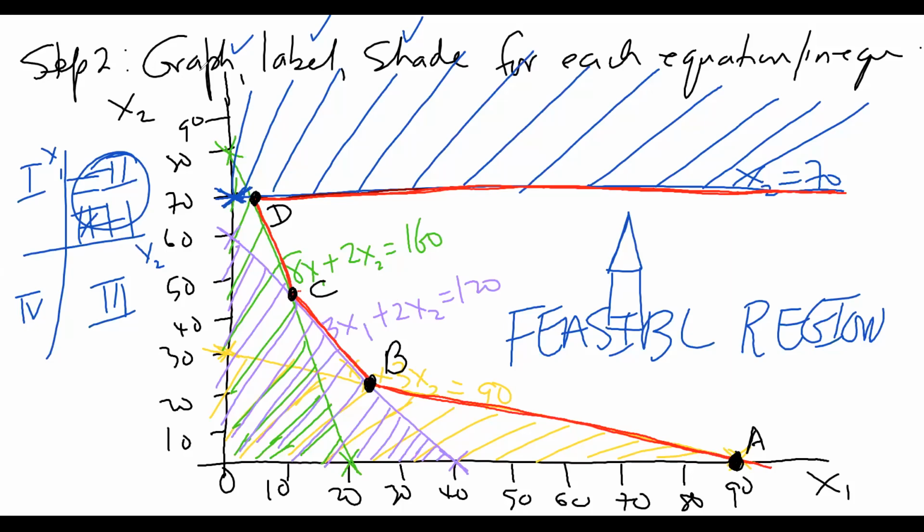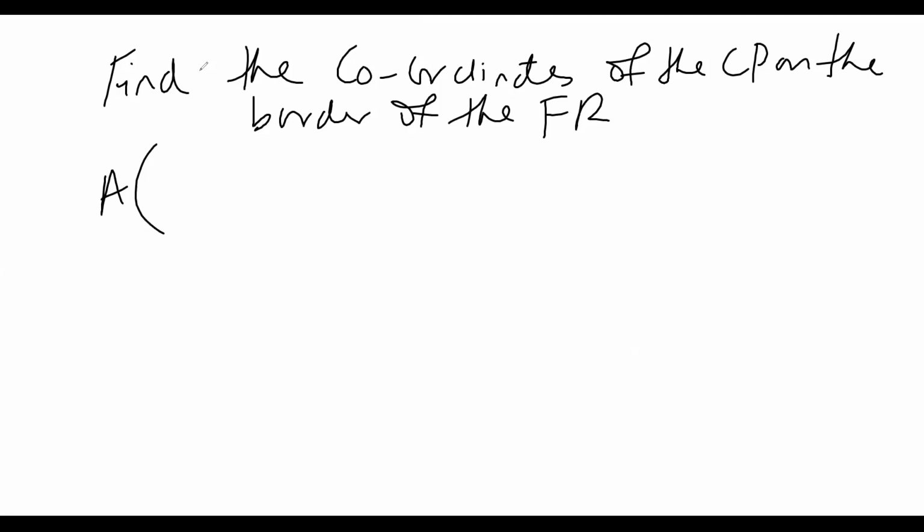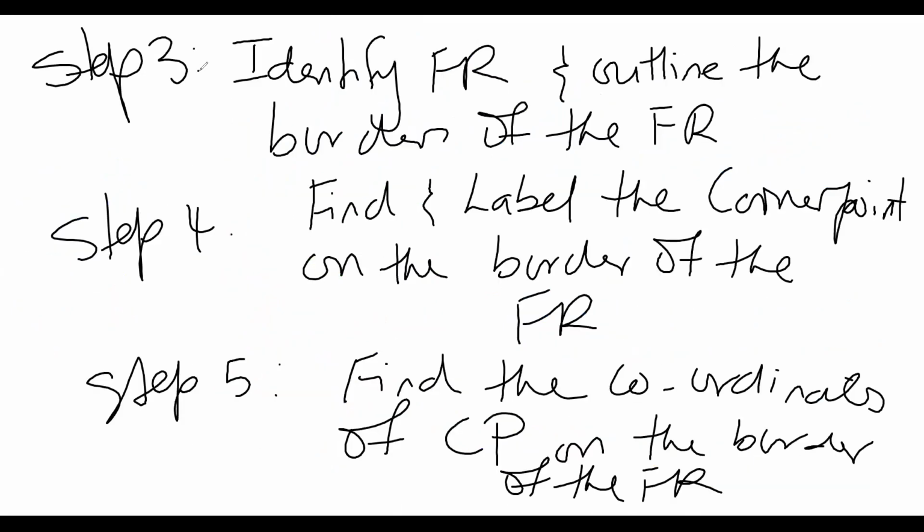So we're at the step where we must now find the coordinates of the corner points on the borders of your feasible region, beginning with corner point A. What are the coordinates of corner point A? Quick o'clock. 90, 0.